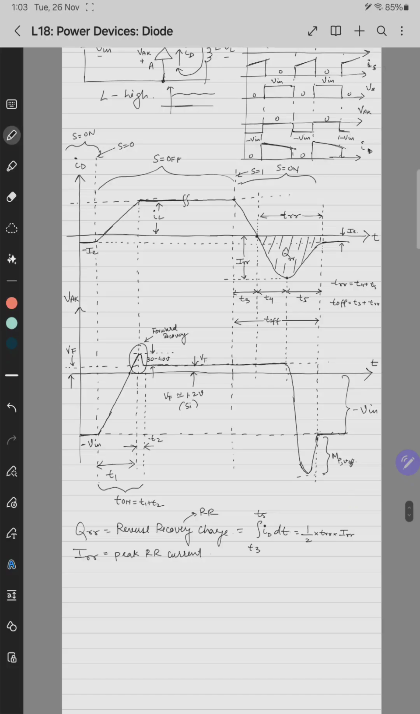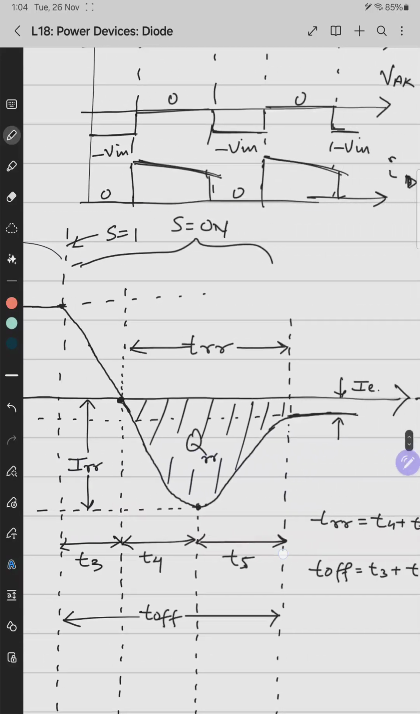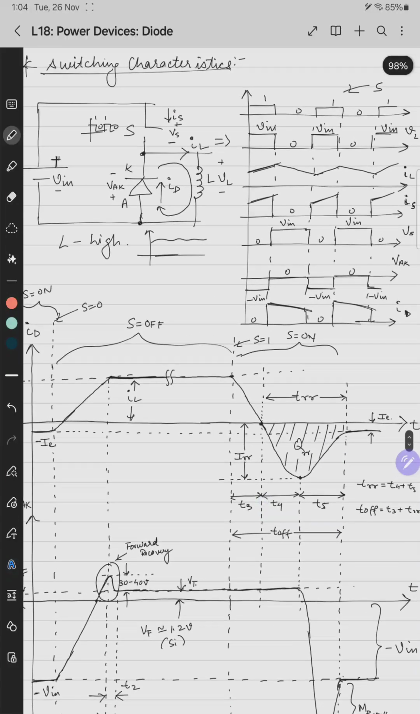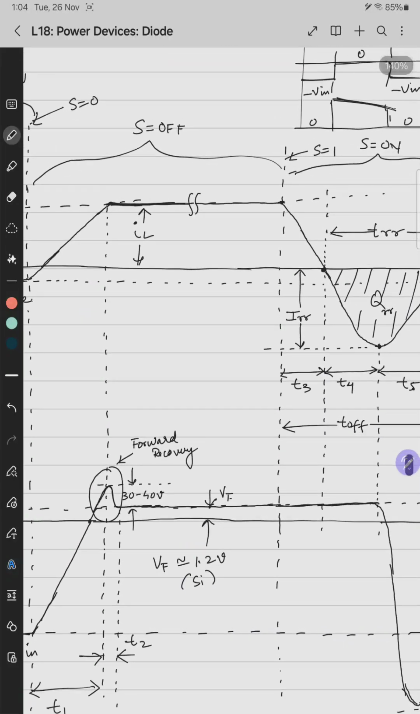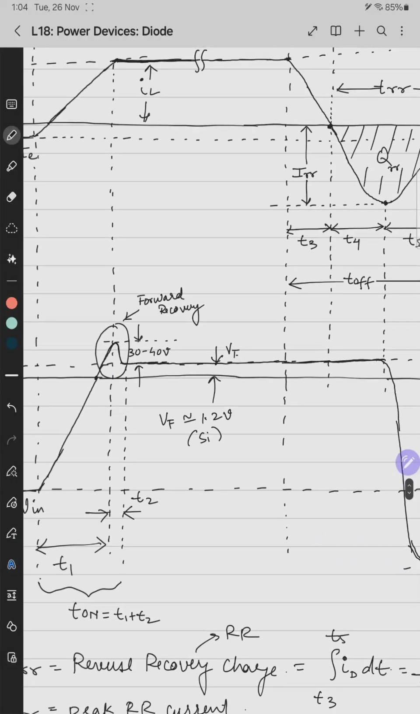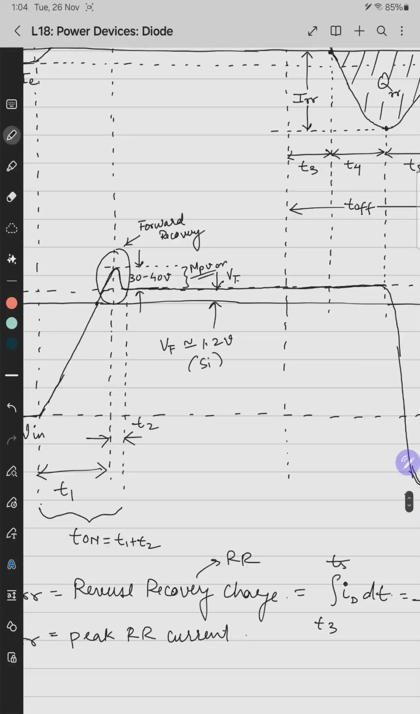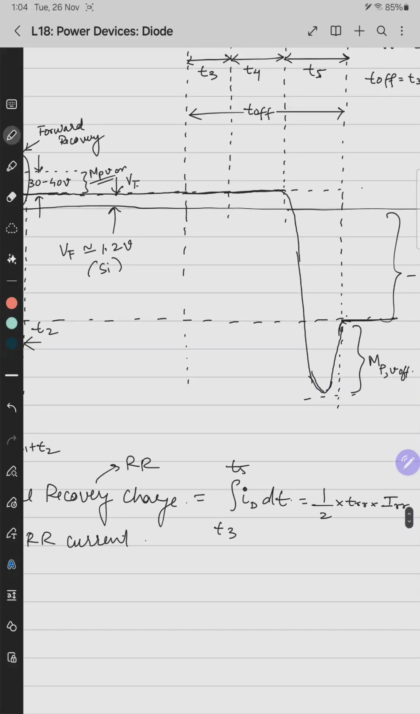There is a forward recovery effect in the voltage, and a reverse recovery effect in both the voltage and the current. Here you can see there is no overshoot in the current waveform during turn on, but there is a big undershoot due to reverse recovery. In the voltage waveform there is an overshoot during turn on and an overshoot during turn off. Let's call it MPV on. MPV on means the overshoot in the voltage waveform at turn on, and MPV off is the overshoot in the voltage waveform during turn off.